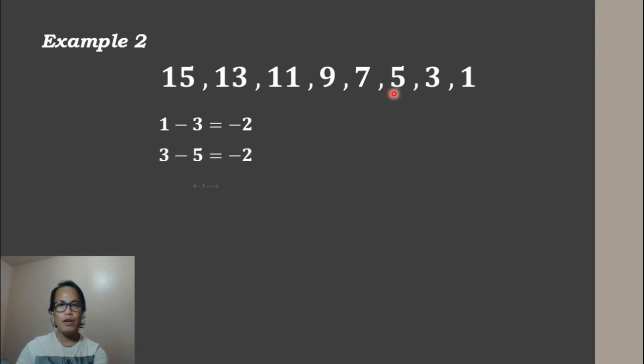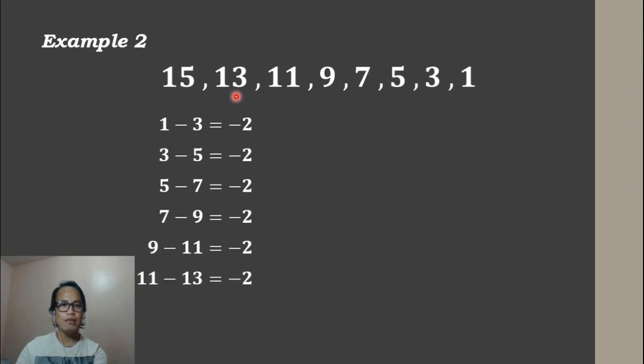Then 3 minus 5 is also negative 2. 5 minus 7 is negative 2. 7 minus 9 is also negative 2. 9 minus 11 is negative 2. 11 minus 13 is negative 2. And 13 minus 15 is also negative 2. So for this specific example, our constant number is negative 2. Therefore, our common difference is negative 2.